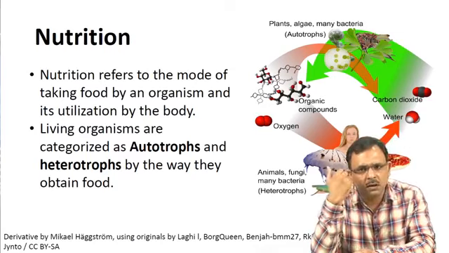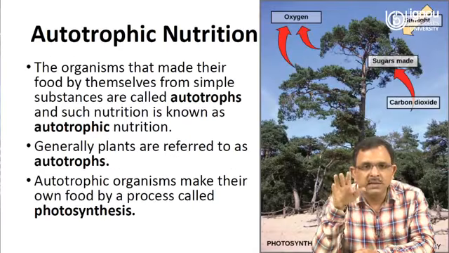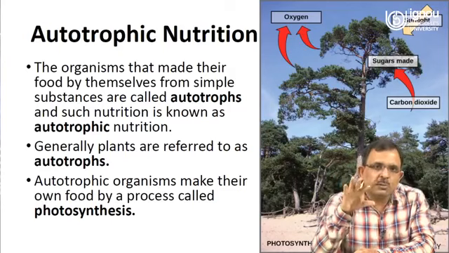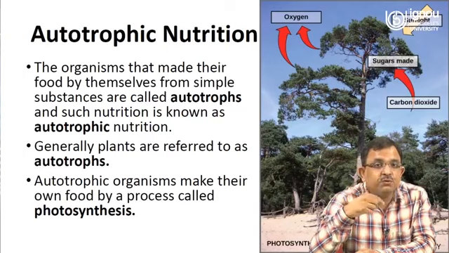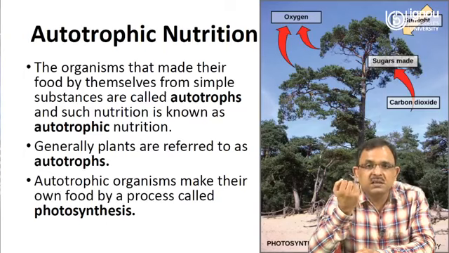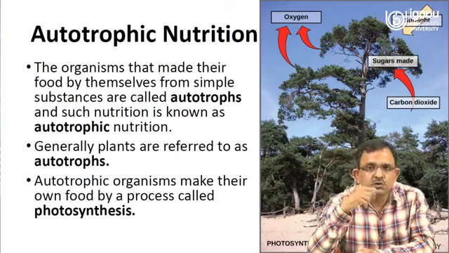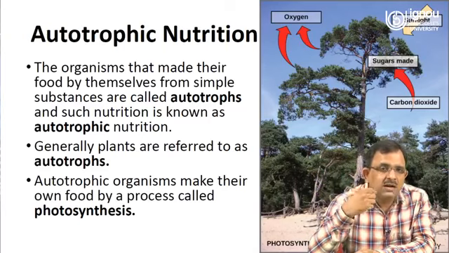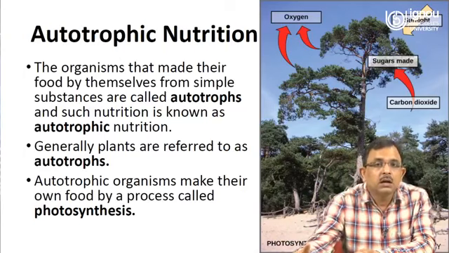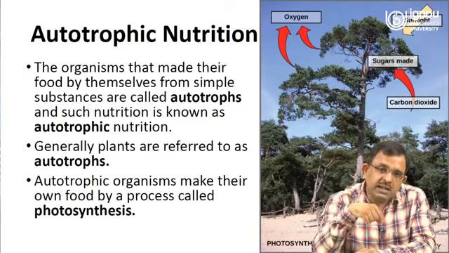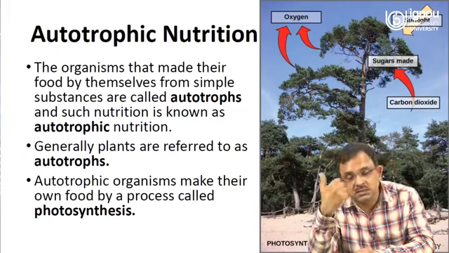You can talk about such organic compounds involved in it, the processes involved in it, many things. What is autotrophic nutrition? Generally it is said that the organisms which make their food on their own from simple substances are called autotrophs, and such nutrition is called autotrophic nutrition. So if you see plants, mostly plants are referred to as autotrophs, though all plants are not autotrophic. Autotroph organisms make their food by a process called photosynthesis.